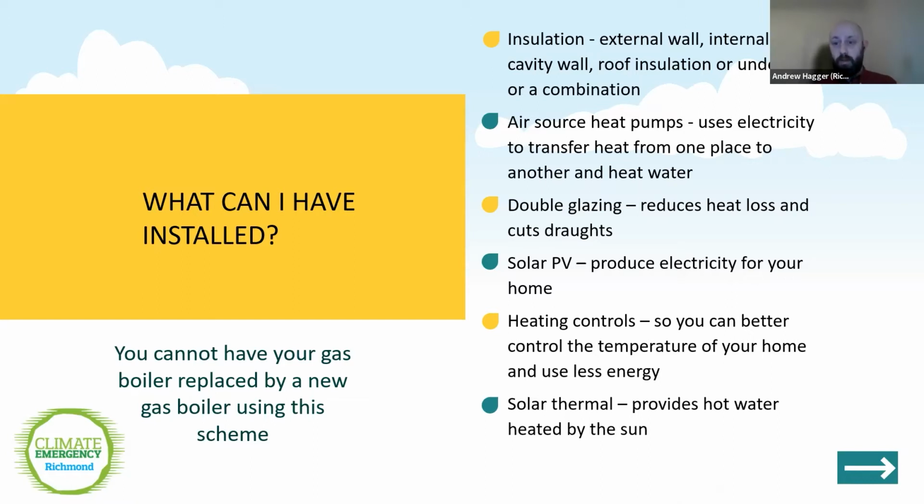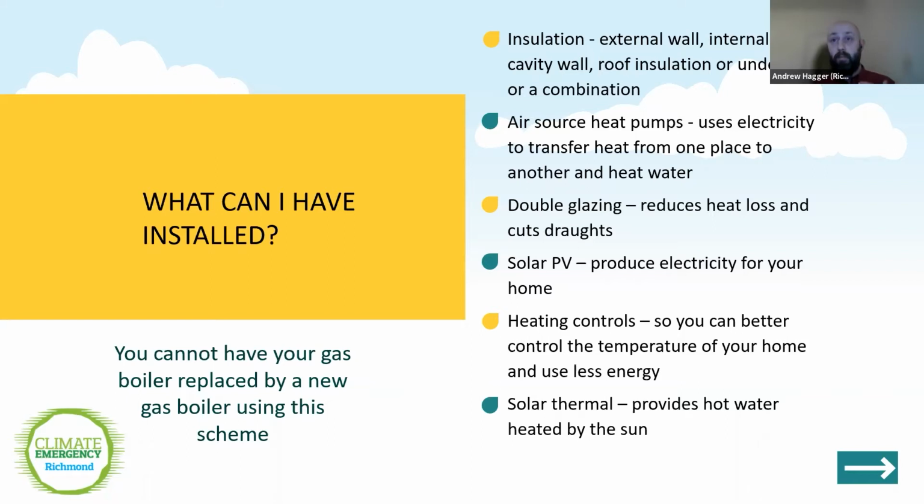Air source heat pumps are potentially in there as well. So this uses electricity to transfer heat from one place to another. It's kind of like a reverse fridge. That's the best analogy for it, and it heats water. So that's how you can heat your home using a heat pump, which draws that heat from the outside out of the air, and then can be used to heat your home.